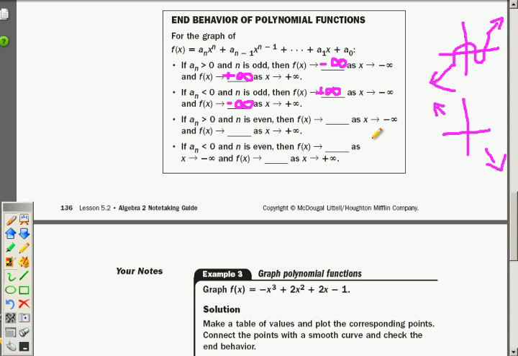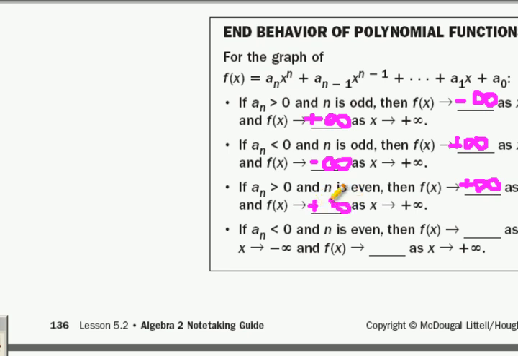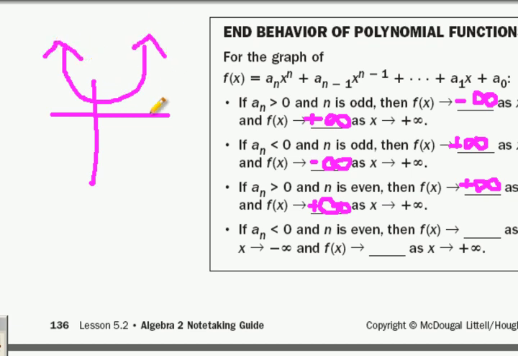And on the next one here, if a sub n was greater than 0, but n was an even number, and that's a big difference there, it's going to go to positive infinity on both sides. Let me show you what that looks like. Think of something that has an even power like a parabola. It's heading up and up. But when a sub n is negative, it's going down and down. So maybe that's information you might want to know.